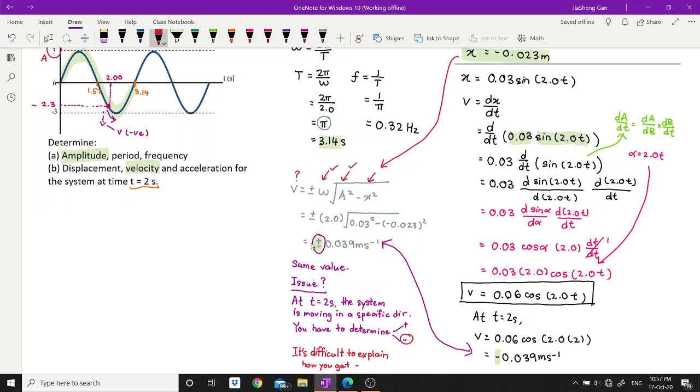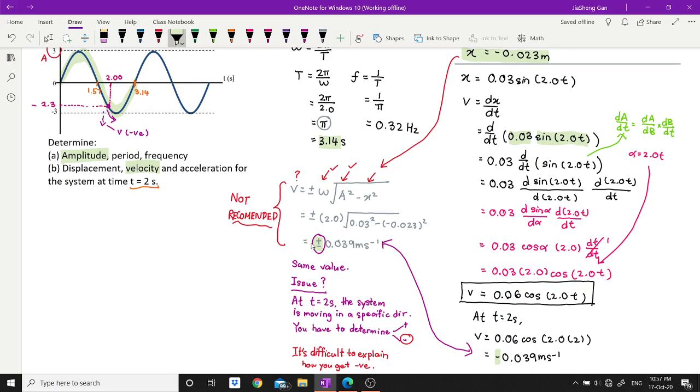Okay, and because of this reason, I actually don't really recommend you to use this. Not recommended, because it's difficult to explain. I think there's a spelling mistake. Okay, not recommended. So I will still prefer you to use this method.